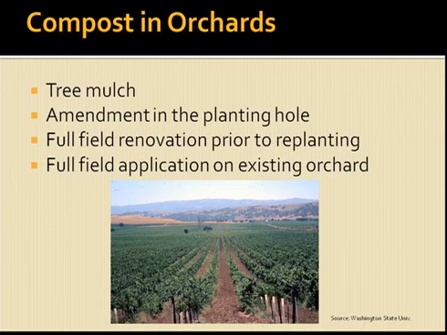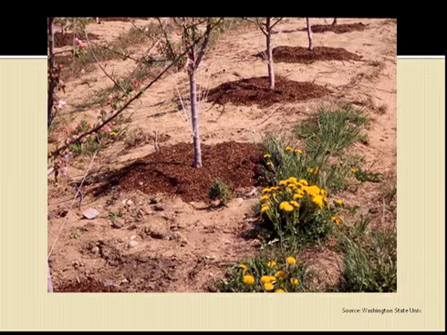All right, compost can be used in orchards. It can be used as a tree mulch, an amendment directly in the planting hole. You could do a full field renovation prior to an initial planting or a replanting, or you can do a full field application on an existing orchard. That's a shot from Washington State where a full field application was done. But there's an example of how it could be utilized as a mulch directly around each tree, suppressing weeds and providing low-level fertility for the organisms that are around the roots of each one of those trees.